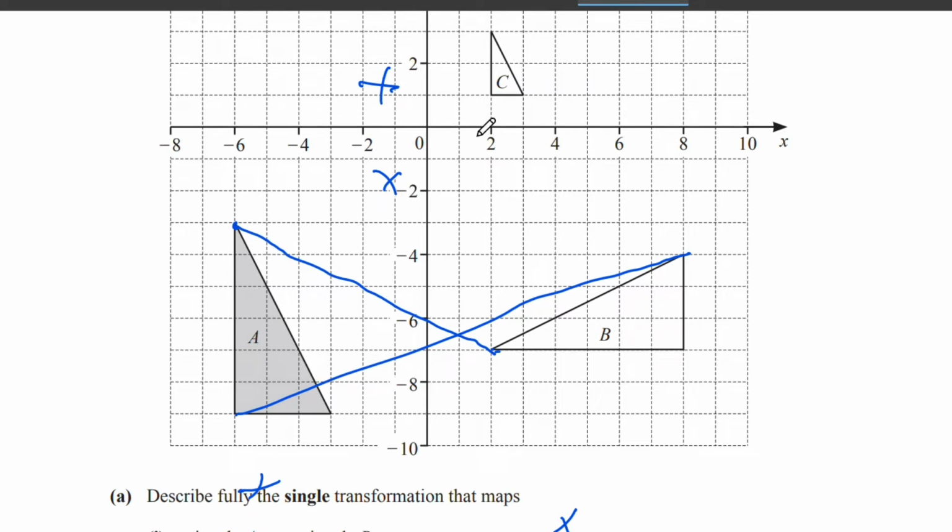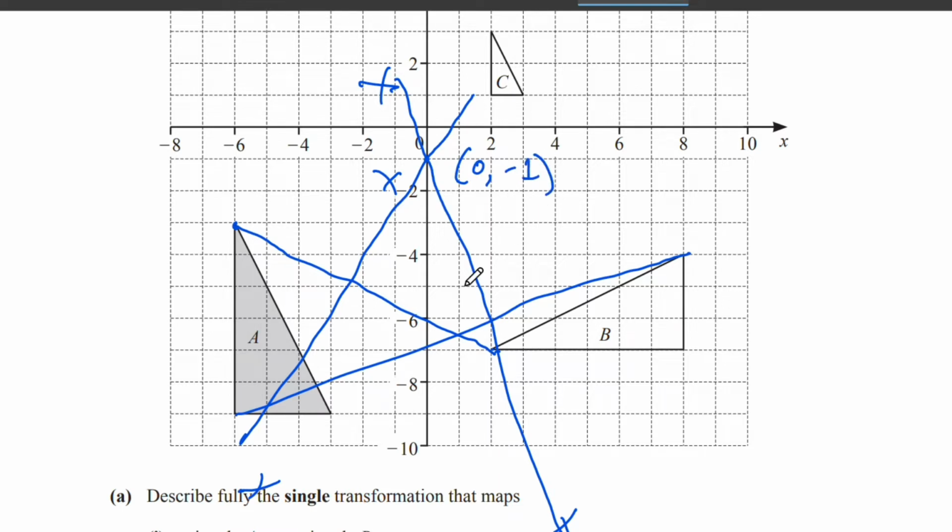When you join these two perpendicular bisectors, you will see that they meet at (0, -1). I hope you know how to draw the perpendicular bisector. So these two will be the perpendicular bisectors, and they are going to meet at (0, -1). Now to find the angle of rotation, you join these two points, as I am showing you. Join this point and this one.